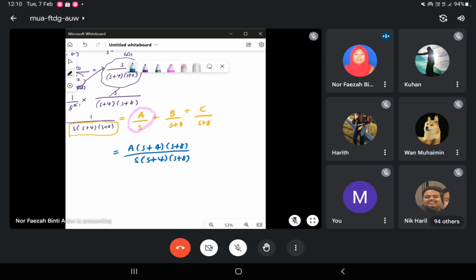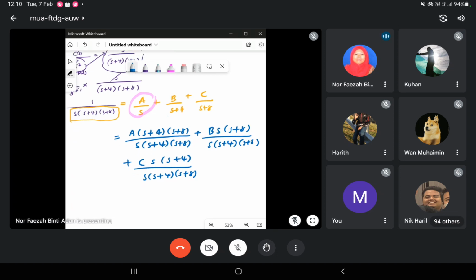Itu untuk terms A. And then yang B pula, apa yang dia tak ada? Dia ada S tambah 4. It doesn't have S and S tambah 8. So B mesti darab dengan S tambah 8. Sebab dia dah ada S tambah 4. Okay. And then C pula, apa yang dia tak ada? S tambah 4. So darab dengan S tambah 4. So bawah ni jadi S tambah 4, S tambah 8. Okay. Sebab kita nak samakan ni denominator dia dengan yang belah kiri.